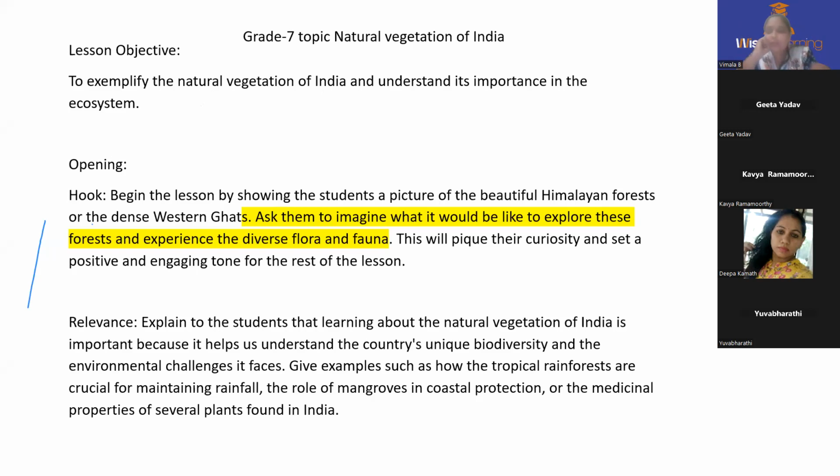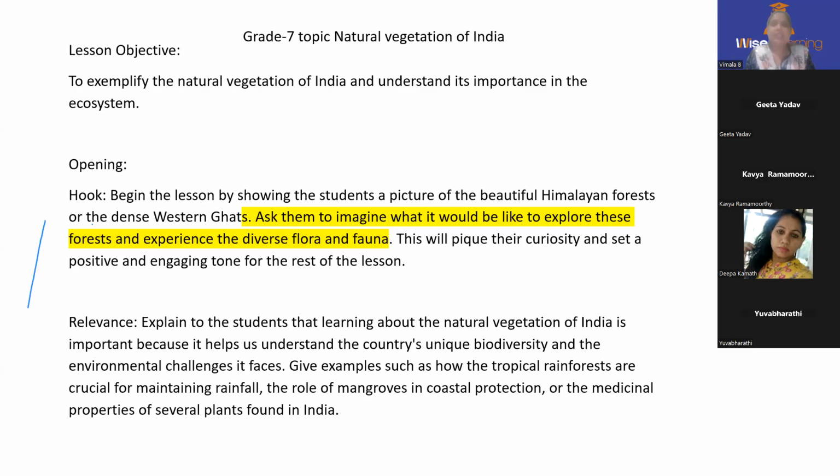What I'm going to do here is bring pictures of the Himalayan scenic view and the Western Ghats. Ask the students to imagine, and then write or tell about what their experience would be if they were exploring those places or those forests with diverse flora and fauna. Or come up with write-ups or something like that. These types of activities are the hook.